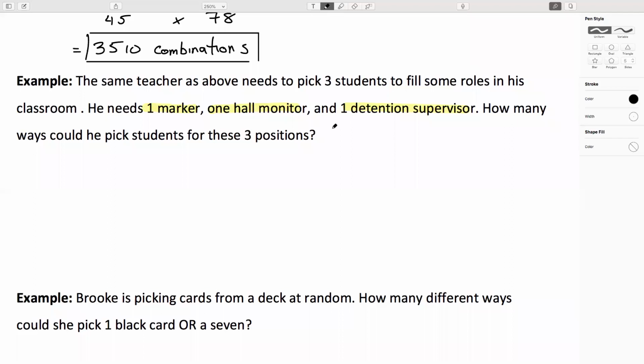So the order does matter. Order matters, which tells me that this is a permutation question. The reason the order matters is if I pick Bob first, Bob might be my marker. If I pick Johnny first, Johnny might be the marker. But if I pick Johnny, then Bob, well, now Bob's the hall monitor. So the order you pick them in gives them different roles. So it's a permutation: 1 marker, 1 hall monitor, 1 detention supervisor.